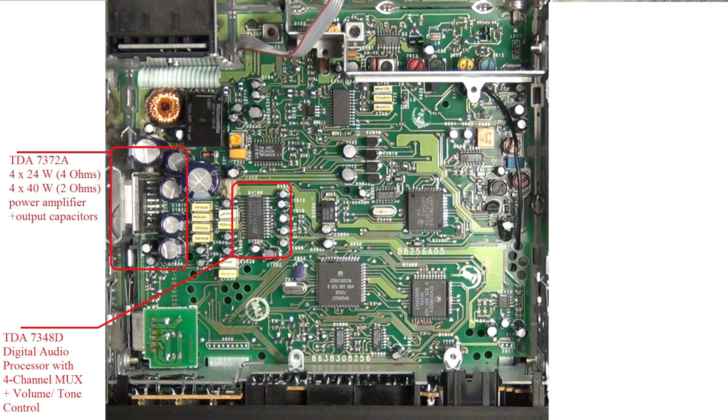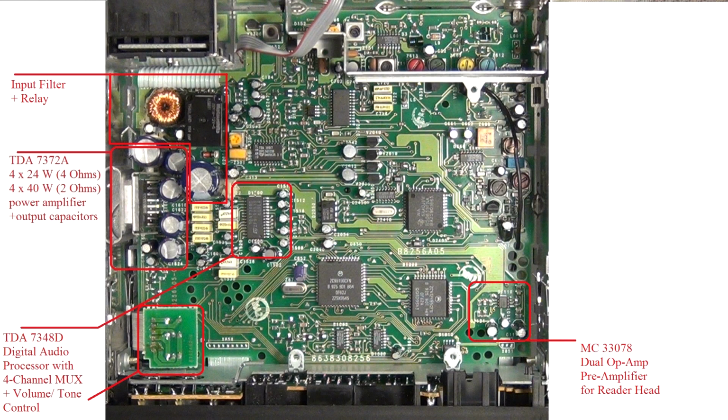The balance, volume and tone potentiometers are down here and they are connected to the processor. The parts up here seem to comprise an input filter for the entire device. A big relay, which switches the stereo on and off, can be seen too. In the bottom right corner, a tiny chip can be found. It is an MC33078 dual operational amplifier. It is connected to the rear head of the tape drive and to the inputs of the audio processor. It is pretty clear that it serves as a pre-amplifier stage for the very small voltage that is generated by the reader head when the magnetic tape moves across it.